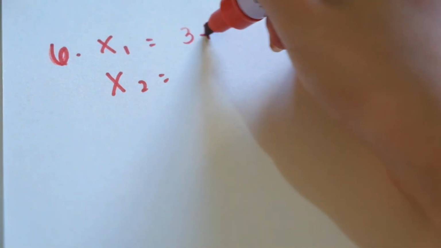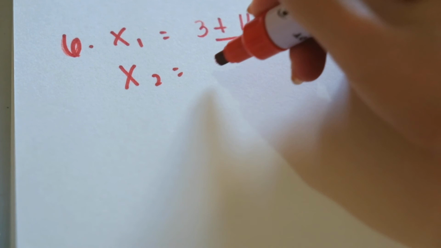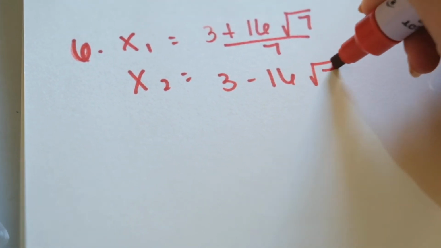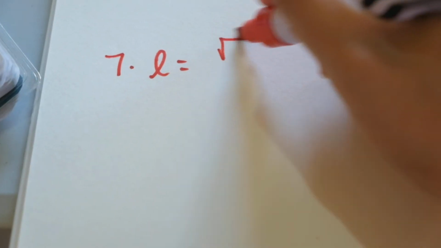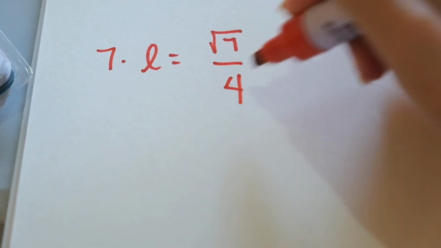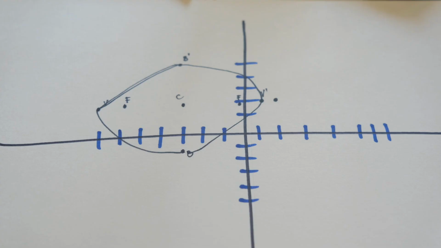The directrix are 3 plus 16 square root of 7 over 7 and 3 minus 16 square root of 7 over 7. Eccentricity is square root of 7 over 4. This is what it looks like when we graph it.